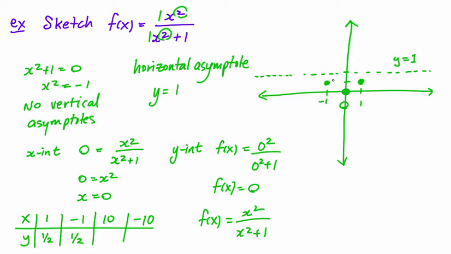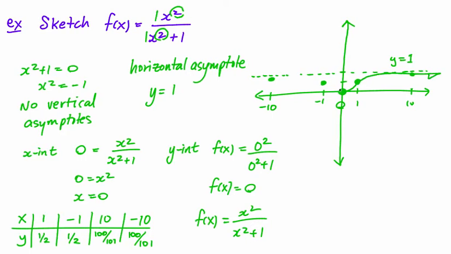And then at 10, it becomes 100 over 101, which is really close to 1. So at positive 10, it's getting really close to this asymptote. And at negative 10, it becomes 100 over 101, which is somewhere down here, and is also really close to 1. If I need more points to see what this curve looks like, you can add them in. So you can try 1/2 and 2. What you will end up getting is a graph that looks like this.